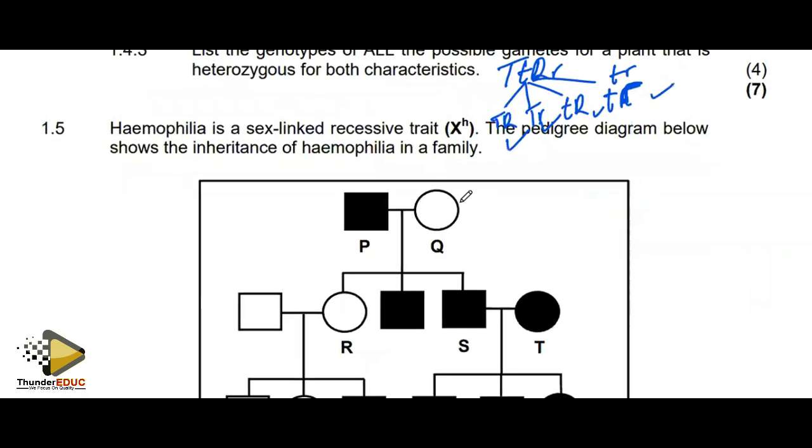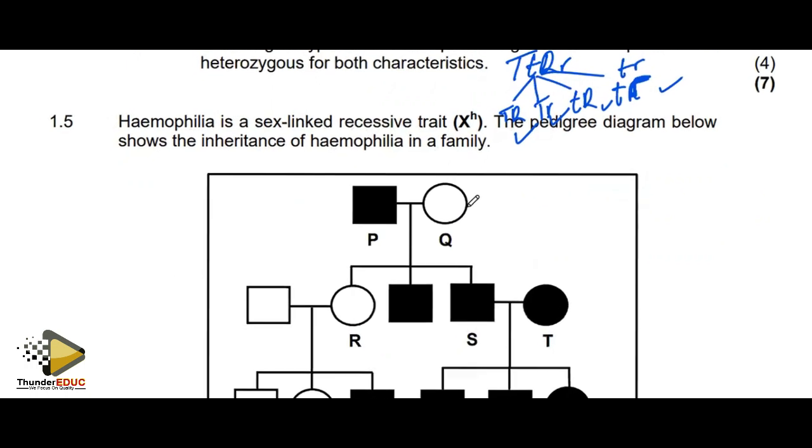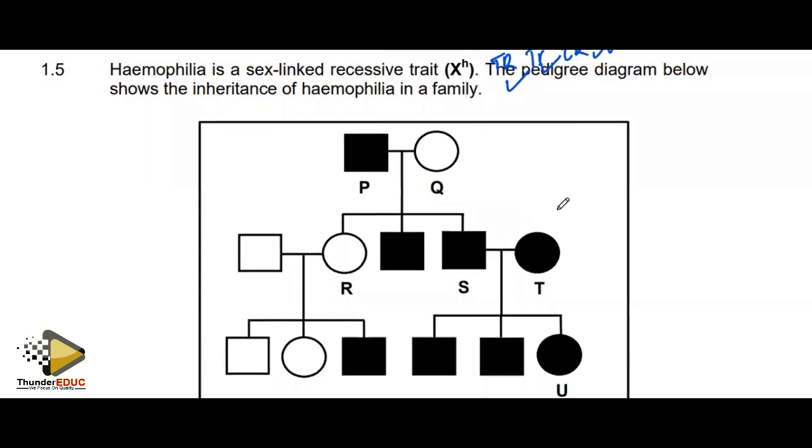Then they're saying that hemophilia is a sex-linked recessive trait. The pedigree diagram below shows the inheritance of hemophilia in the family. Now, you always need to know that if it is sex-linked, even if they say male and female, but they have not mentioned that it's sex-linked, please don't use X and Y. But if they say sex-linked, always use XY for a male, while the female uses XX.